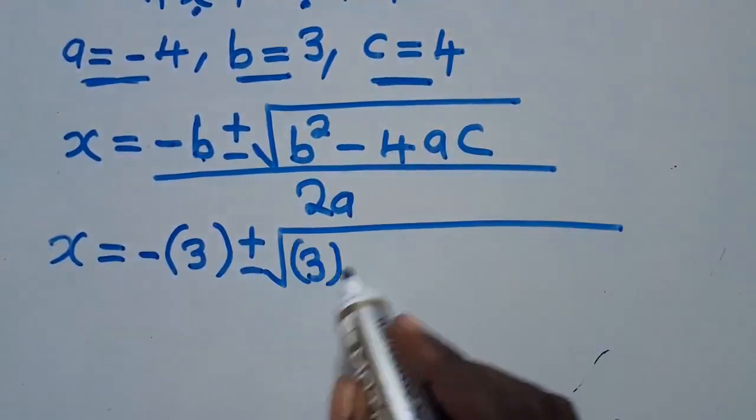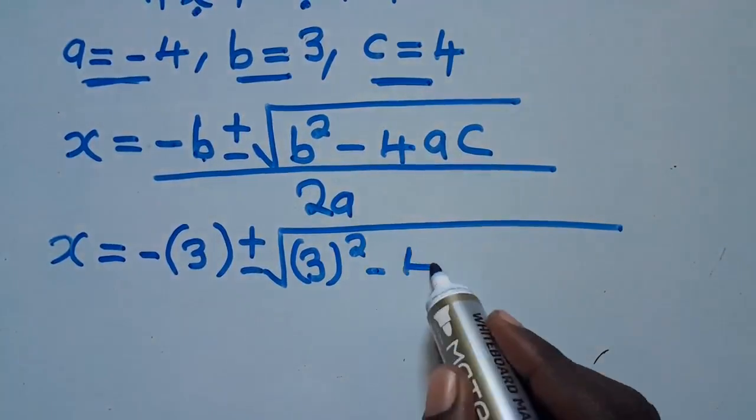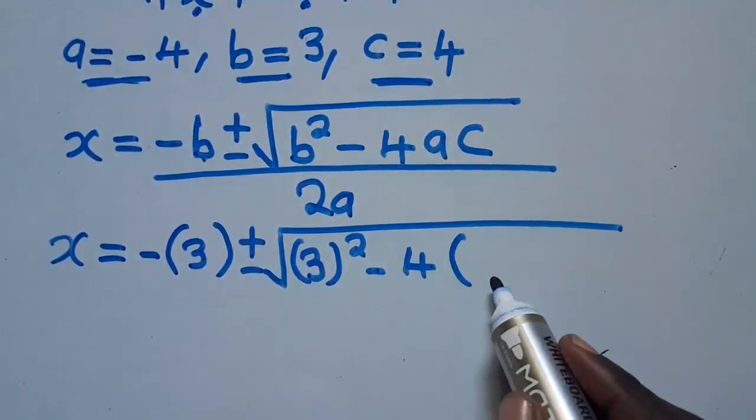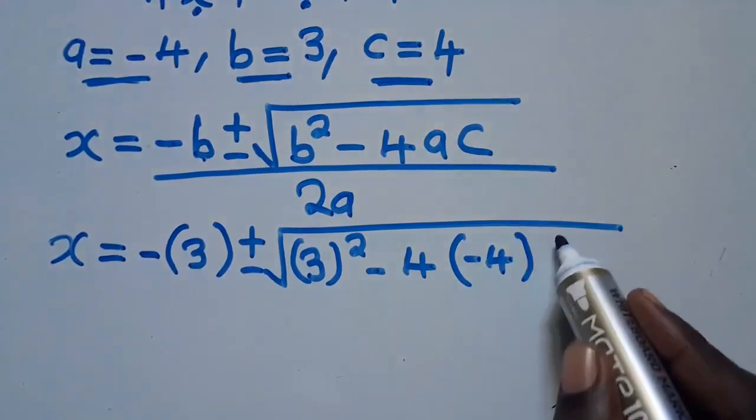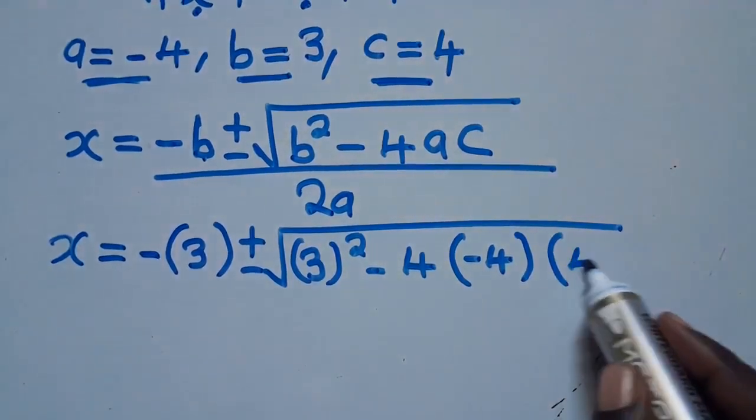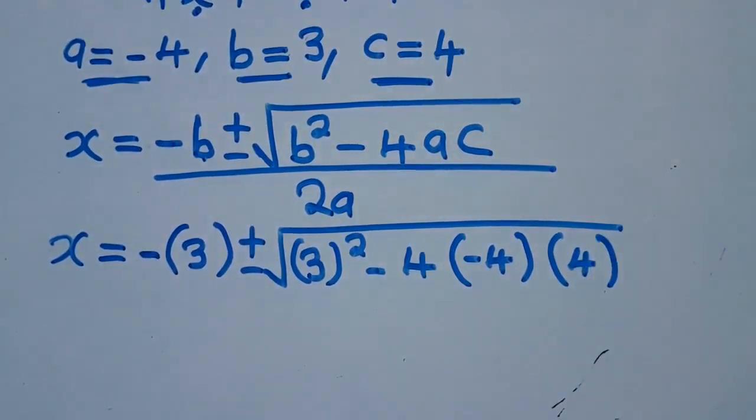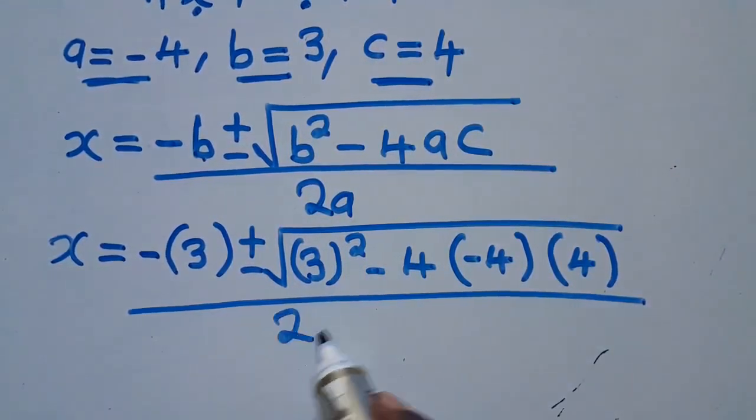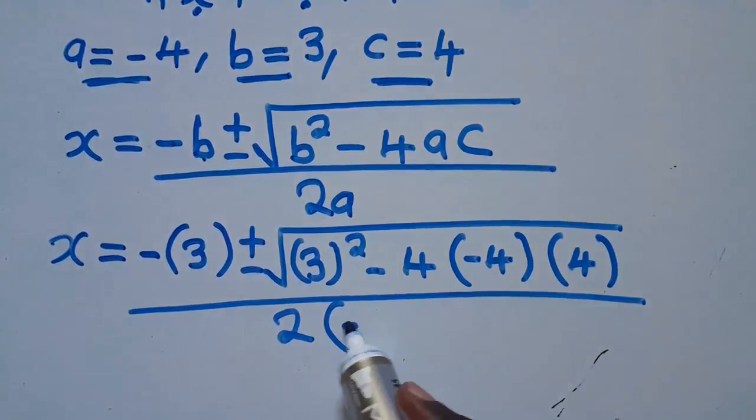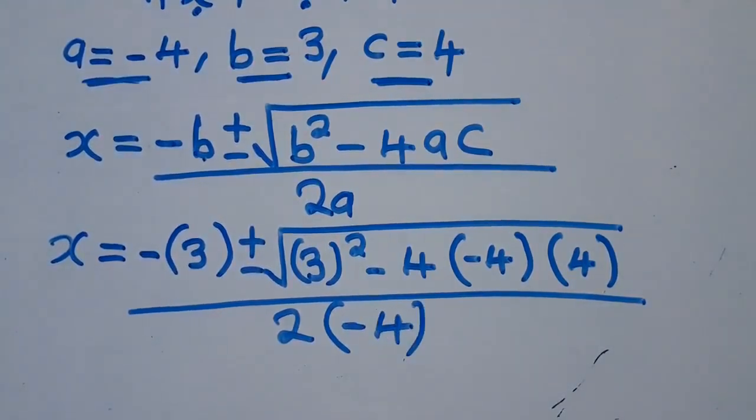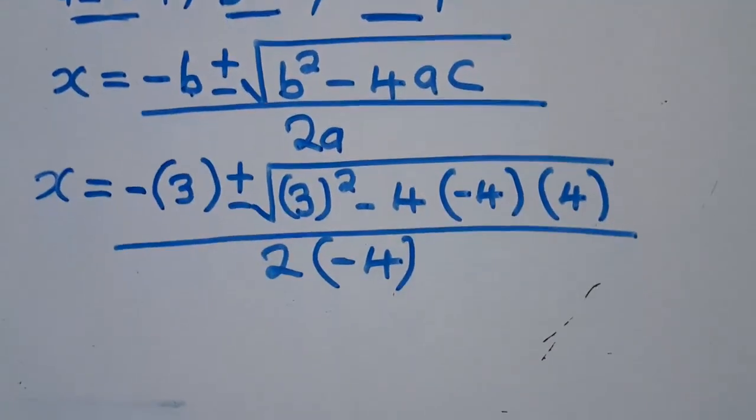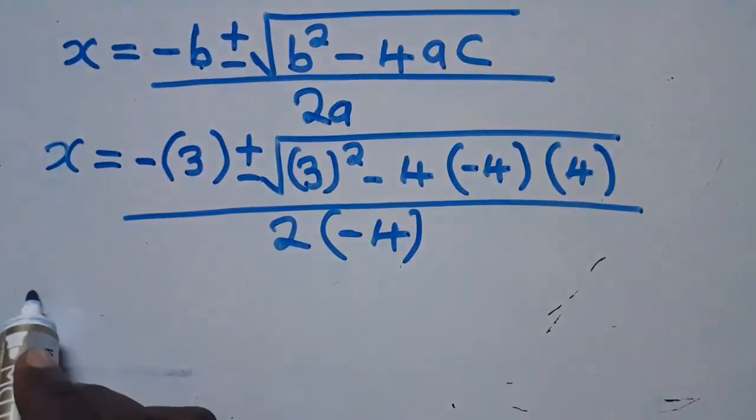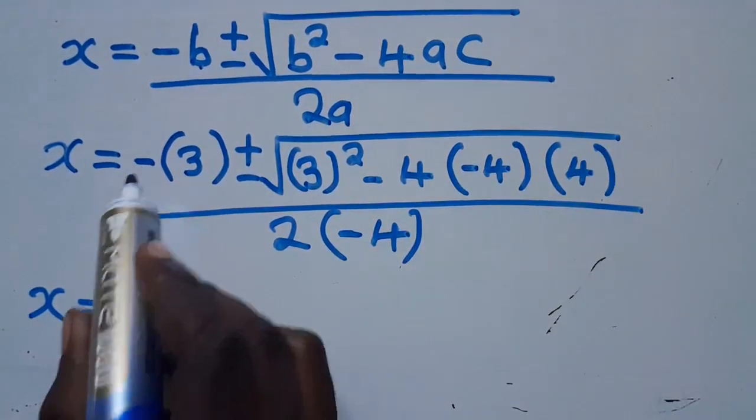So 3 squared minus 4. What is my a? Negative 4. What is my c? 4. I do that. Then I say over 2 times a. What is my a? Negative 4. This is what I need to do. From here now, I evaluate, I simplify.